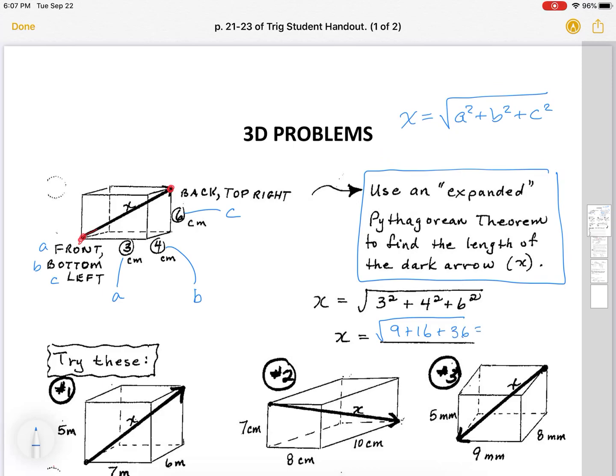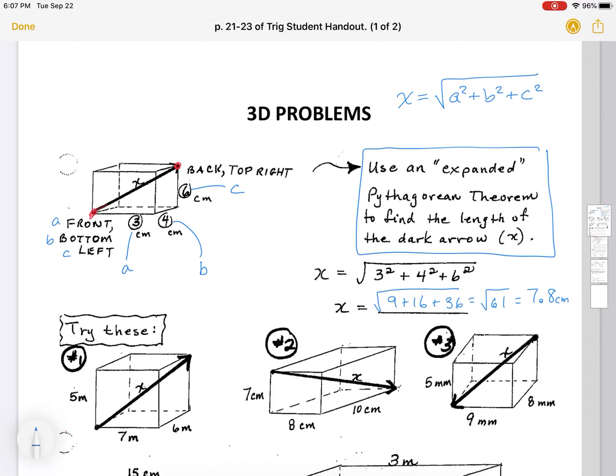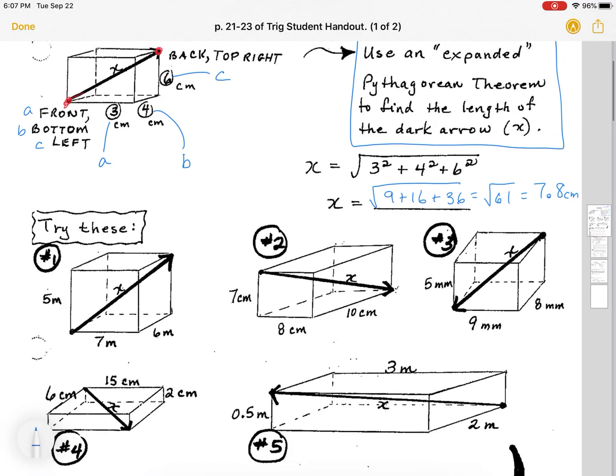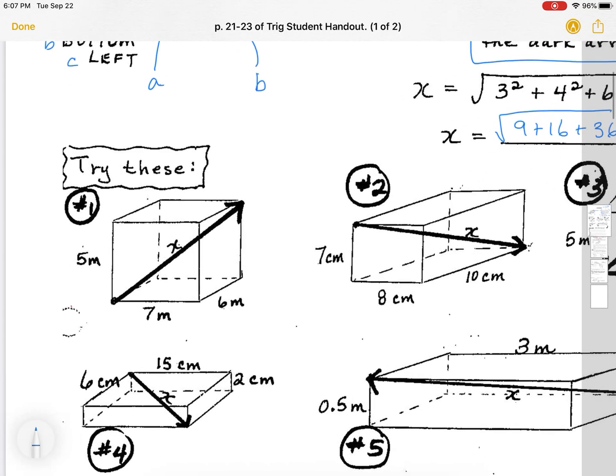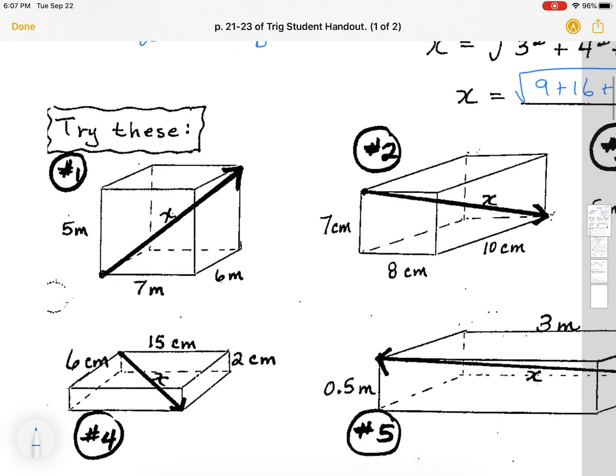So if we put this into the formula, we get 9 plus 16 plus 36, which equals root 61 and will be 7.8. And it's in centimeters, right? Because the original is in centimeters as well. So we can do that with the following. It's pretty straightforward. We just substitute it in.